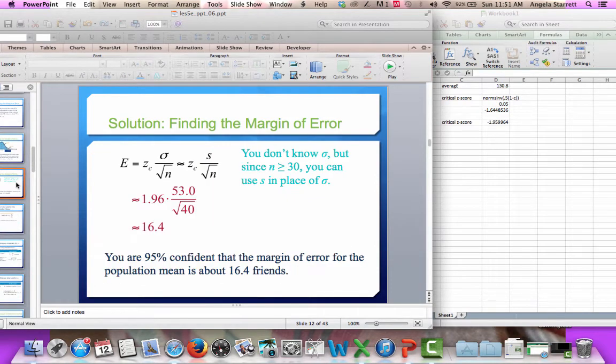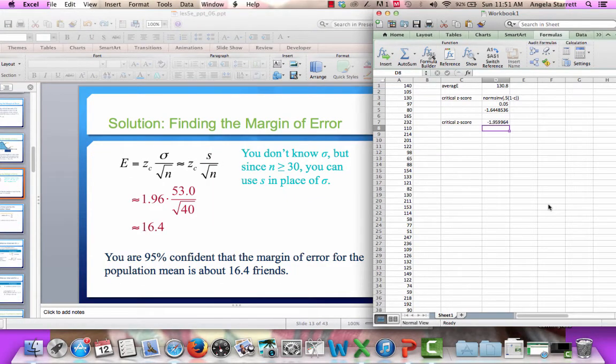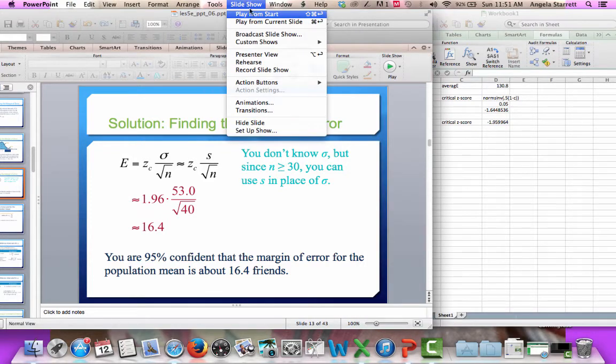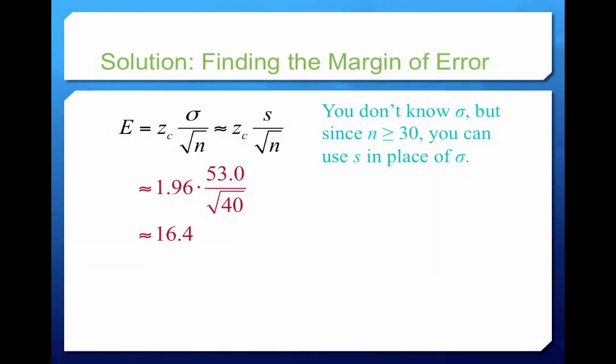All right, let's go through the formula. And again, I'm going to show you a much easier way to get this. We don't know sigma, but since we have more than 30 in our sample, we can use the sample standard deviation in the place of sigma. So we have our critical z of 1.96 times our standard deviation of 53 divided by the square root of our sample size. When I plug all this in, I'm going to get 16.4.